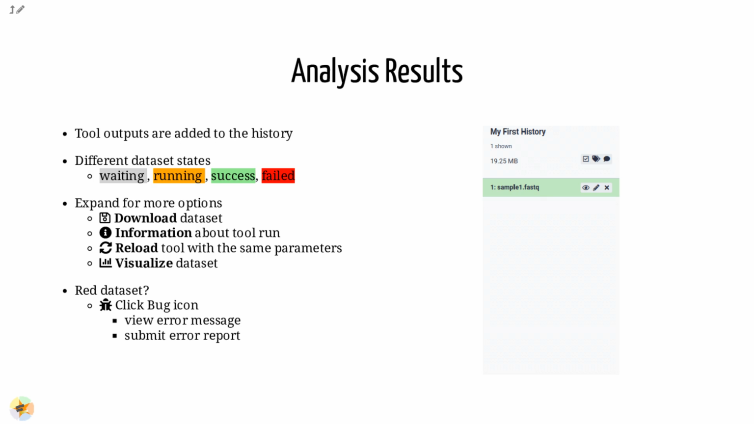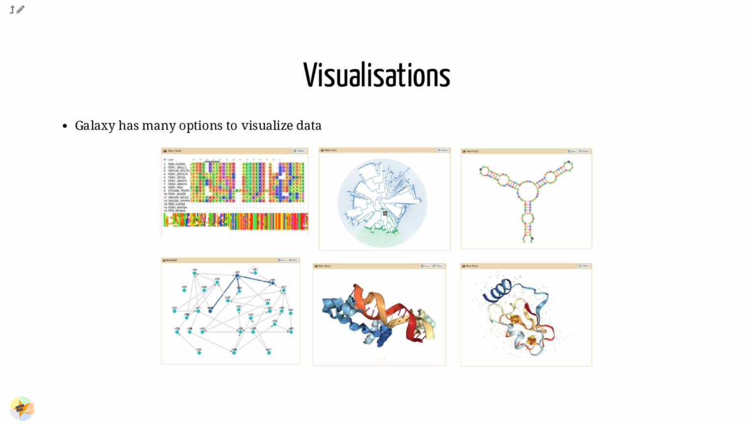If there was a problem with the tool, it will turn red. You can click on the bug icon to view the error message or submit an error report to the Galaxy administrators. Galaxy offers several ways to visualize your datasets depending on their format. For example, protein PDB data can be seen in a 3D viewer.